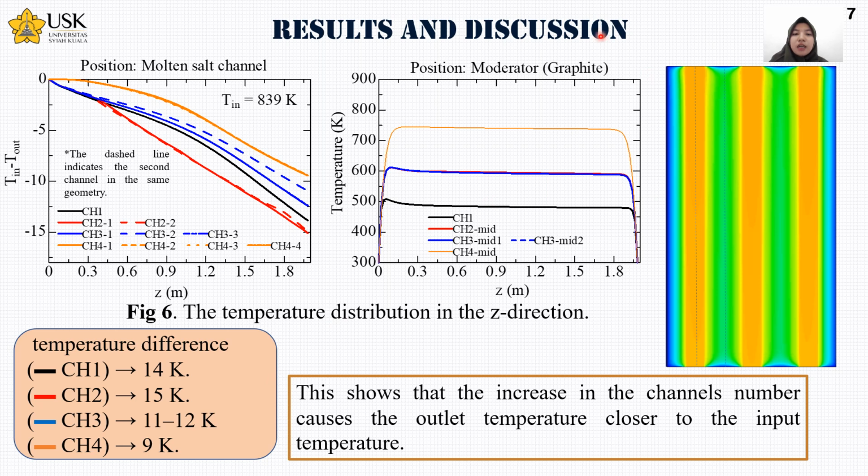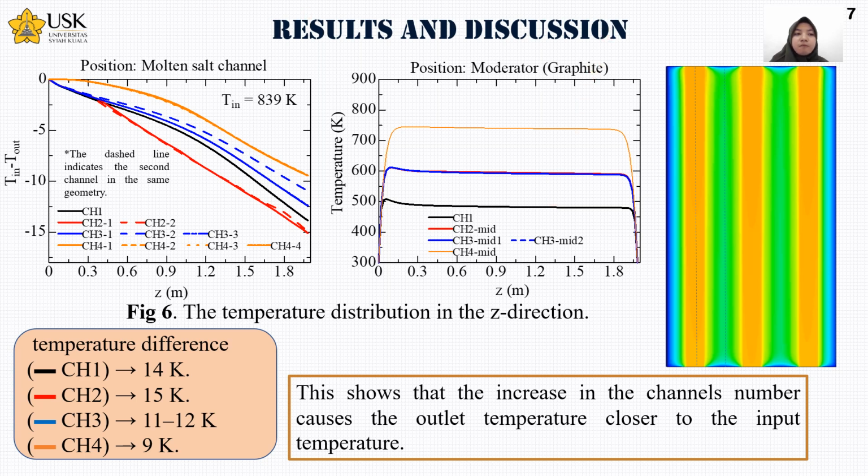And then the variation of channel number also changes the temperatures in the graphite section along the molten salt channels. With more channels, the graphite will get more heat contribution. So from this figure, we can see that 4 channels give a greater heat contribution.